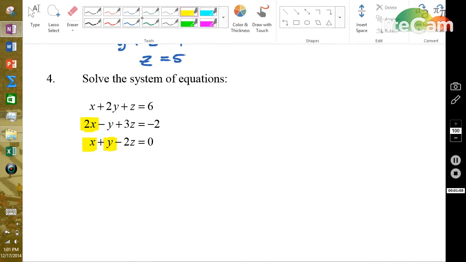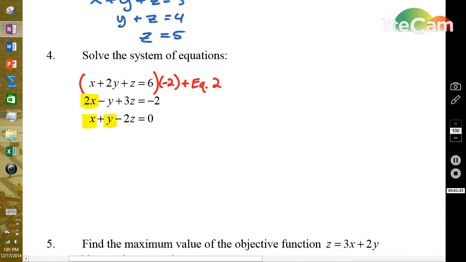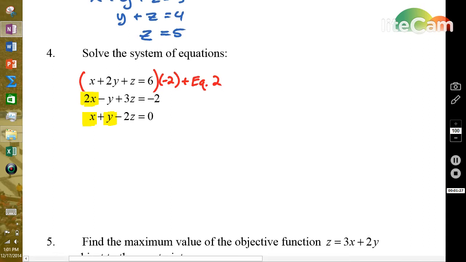So the first step is we can multiply this top equation by -2 and add it to equation number 2. The reason we do this is because -2 times x added to 2x will cancel out to 0. The equation that you multiply the constant by remains unchanged. So this top equation, even though we multiplied it by -2 just now, it remains the same. What changes is the equation that we added to.